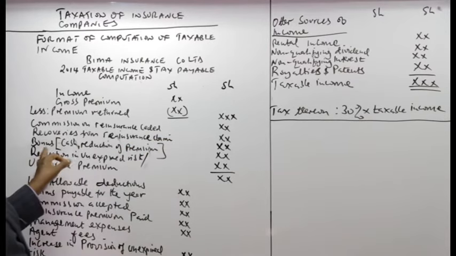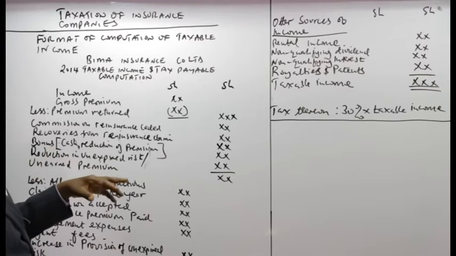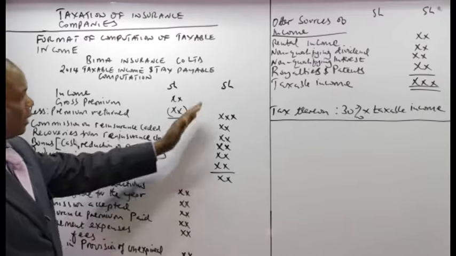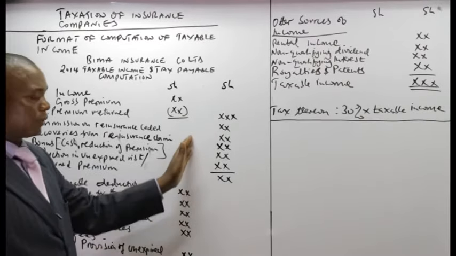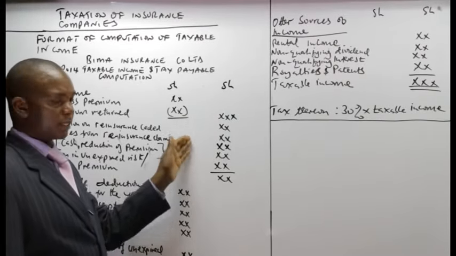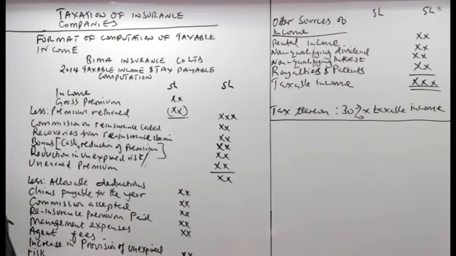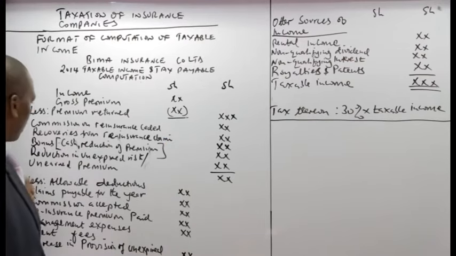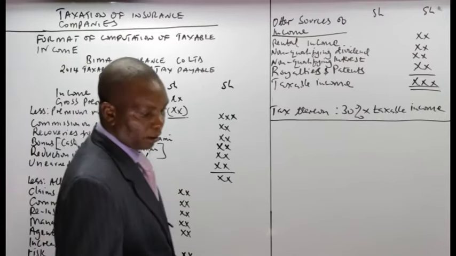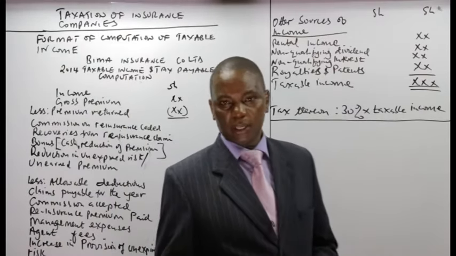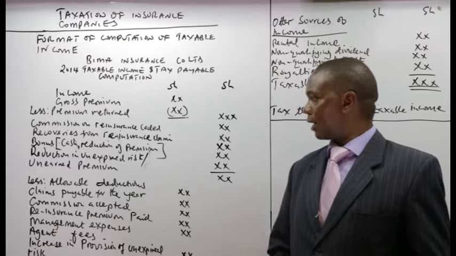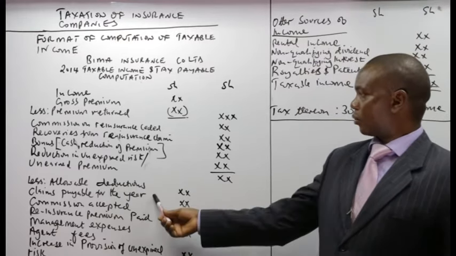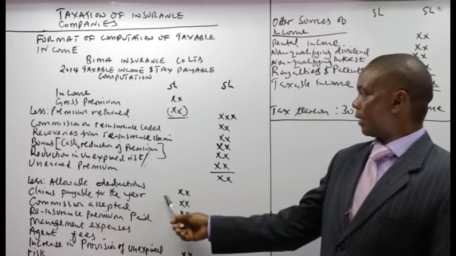We have the bonus there. And we also have the reduction in unexpired risk. Basically, that, as I have mentioned, is what forms the income of an insurance company, the taxable income of an insurance company. Then, the allowable deductions include the claims admitted or payable for the year. So these claims are here, admitted or payable for the year.